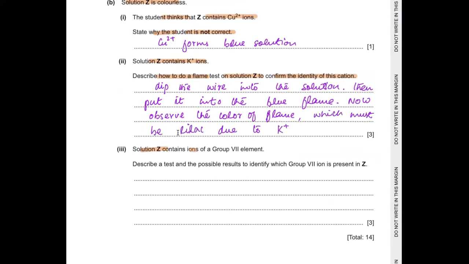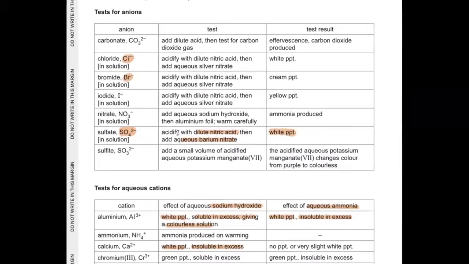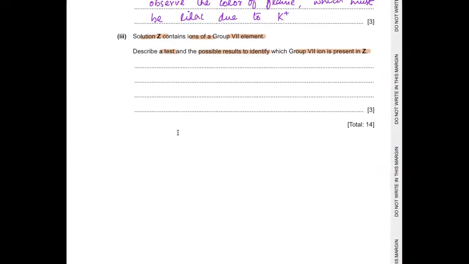Now, a solution that contains ions of a group 7 element. Describe a test and the possible results to identify which group 7 ion is present in it. There are 3 group 7 ions: chloride, bromide, iodide, right? For all of them, you are going to add dilute nitric acid, then aqueous silver nitrate. The precipitate color varies, and their color will help us identify whether it's chloride, bromide, or iodide.